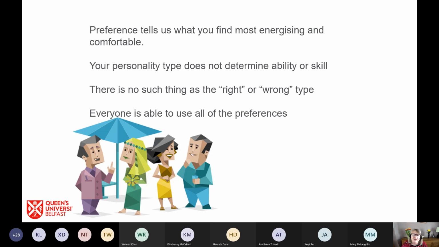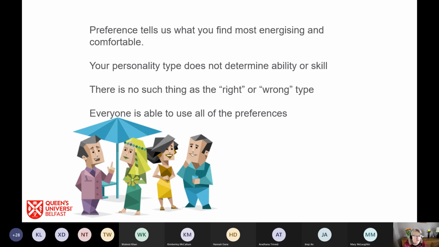Okay, and also, there's no such thing as right or wrong or a good or bad type. So, whatever type that you have, and there'll be 16 different ones of them, whichever one that you have, it's not the right one or the wrong one, it's not good or bad. And importantly, as well, everyone is able to use all of the preferences. So, it's not about sort of putting you into a particular box and saying that's where you stay now. Remember, you can use your non-preferred hand if you need to.